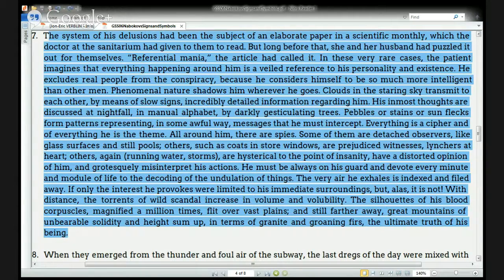Can you write those words in the chat? I highly doubt it, but I'll try. Paranoia. Fortunately, I have spell check. Through the magic of spell check, I can write paranoia. Schizophrenia with a PH, because in English it's spelled with a PH.